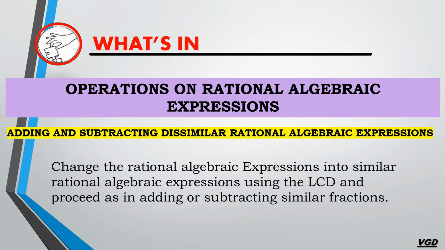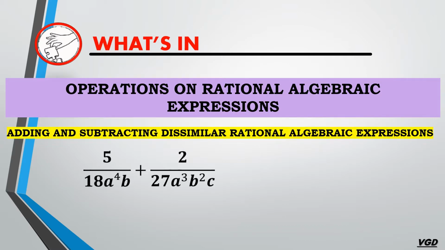You also have to remember adding and subtracting dissimilar rational algebraic expressions, in which you have to change the rational algebraic expressions into similar rational algebraic expressions using the LCD and proceed as in adding or subtracting similar fractions. Let's take this example. 5 over 18a to the power of 4b plus 2 over 27a cubed b squared c.